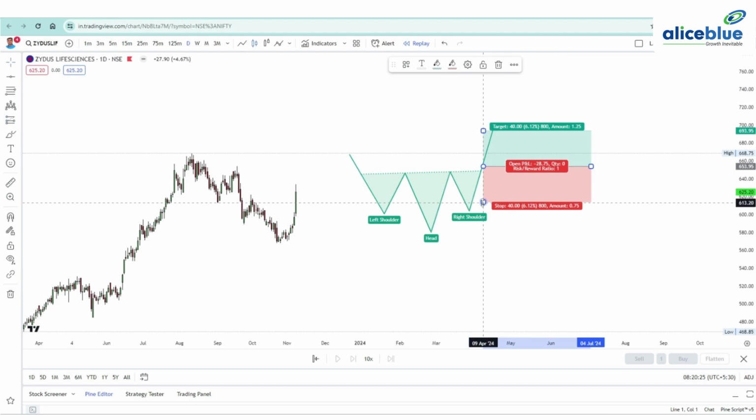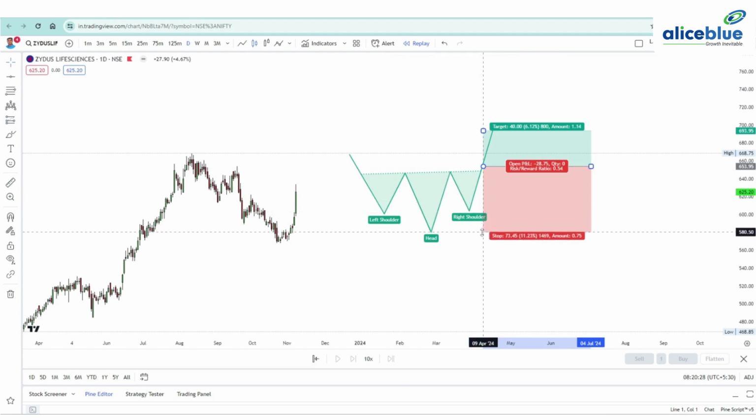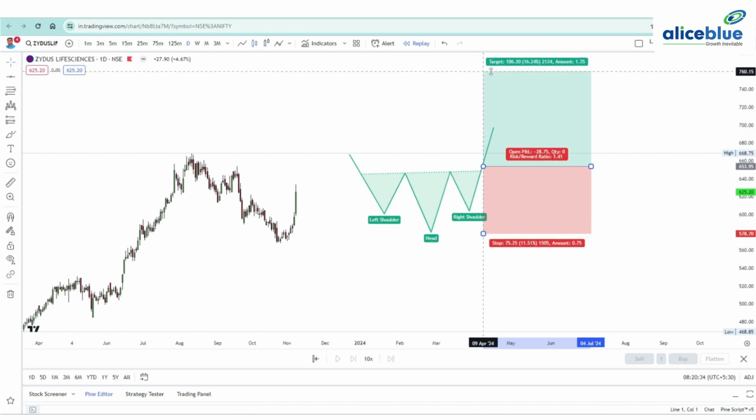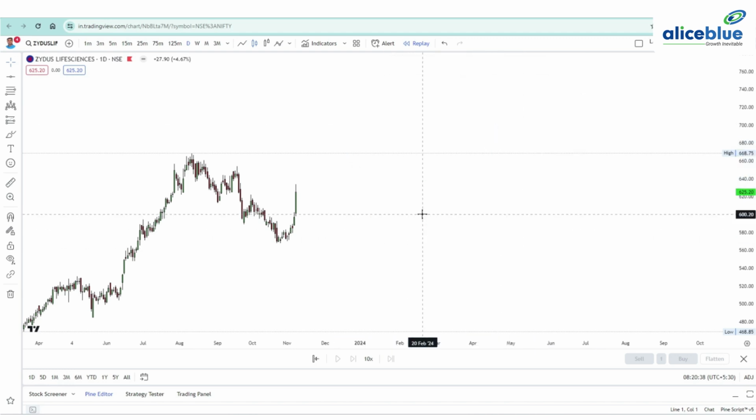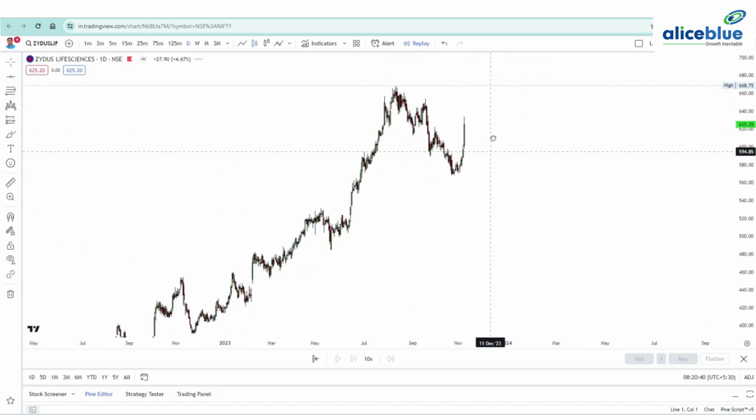And the stop loss should be below the head level, the head low. And 1:1 as the first standard target, and 1:1.5 as the standard second target. Along with that, we can use support and resistance for the major confirmations.